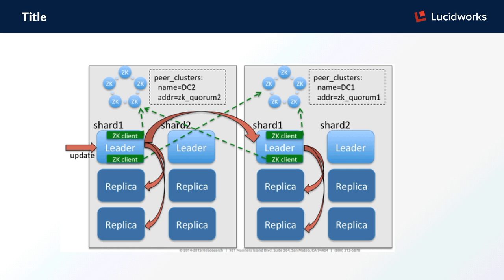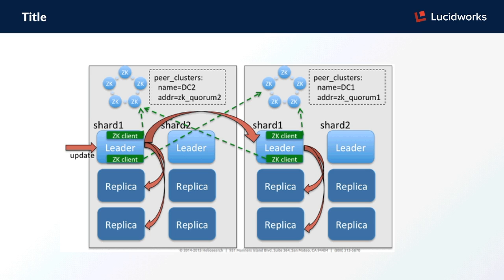Here's a graphic I stole from Yonik, because I think it describes how it works really nicely. What happens here is the update is received by the shard leader and versioned. It's copied to its replicas, and then it is also sent to the shard leader in whatever other clusters. It is one cluster at a time, excuse me.